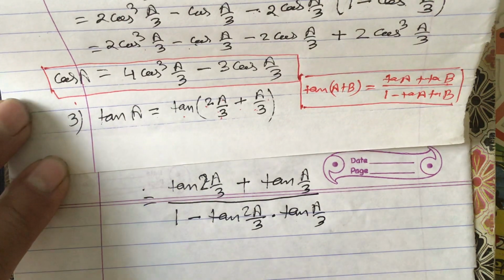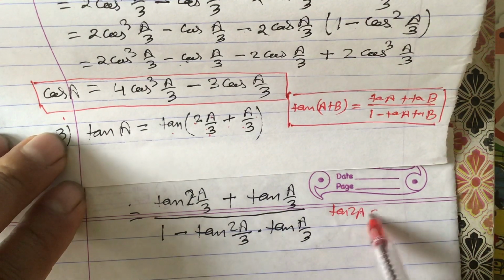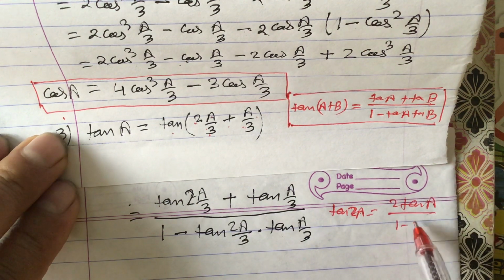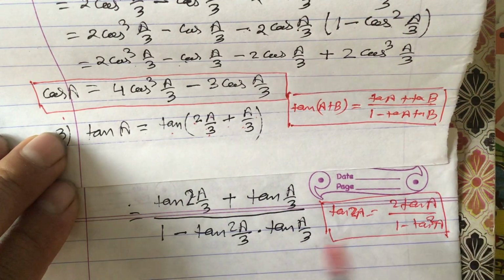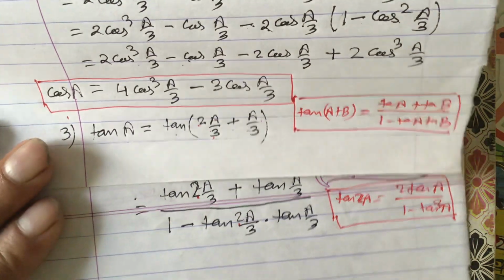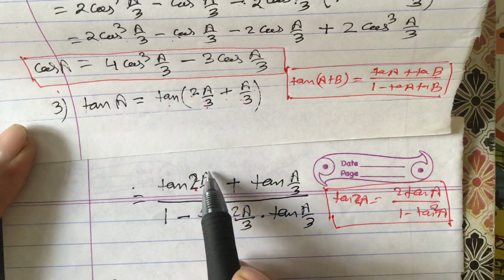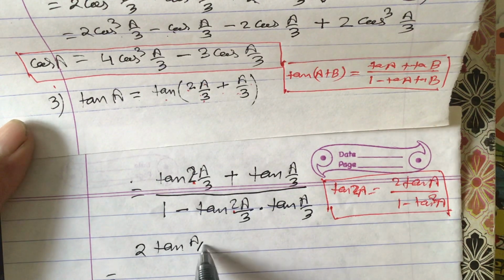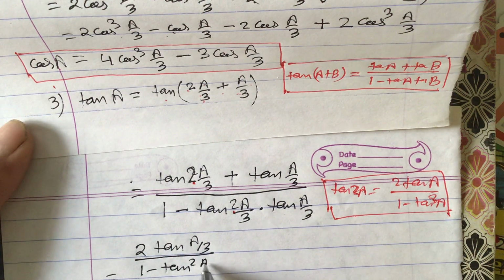Again, the tan 2a formula I will write here. Tan 2a equals, let us write here. Tan 2a formula is 2 tan a divided by 1 minus tan square a. Okay, this formula we can apply here now. Here is tan 2a and here is the tan 2a formula we can apply. So if you apply the formula like that, then you will get like this. Tan 2a means a by 3, so this is 2 tan a by 3 divided by 1 minus tan square a by 3.